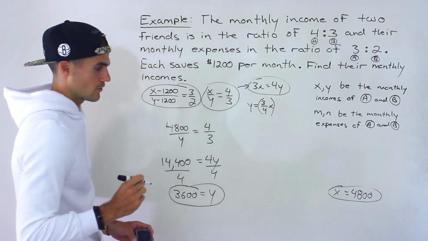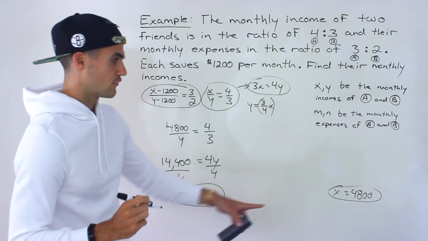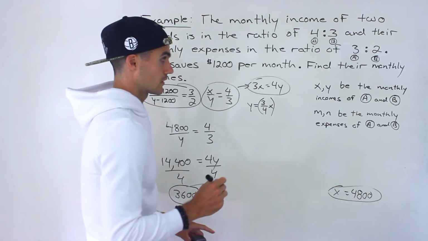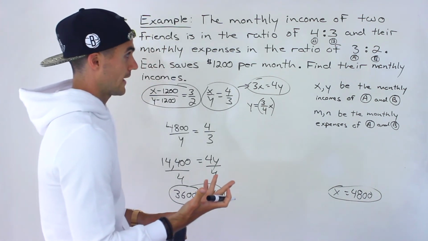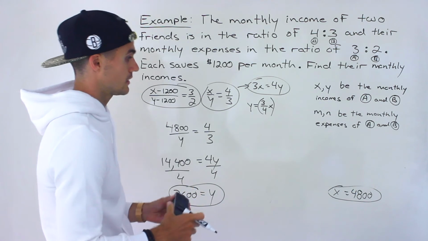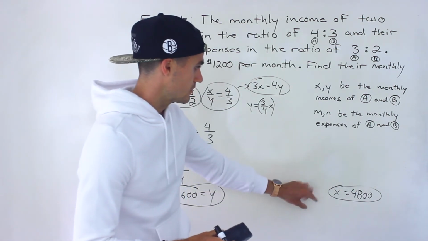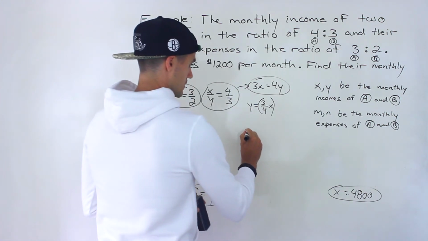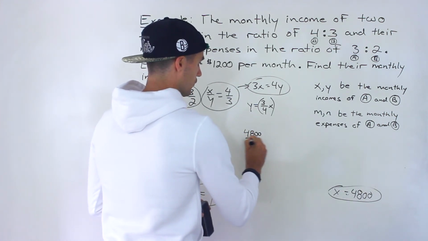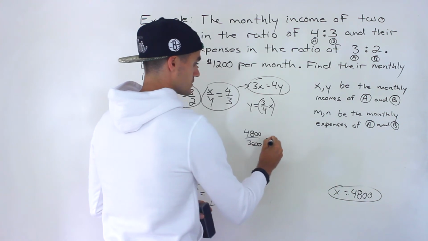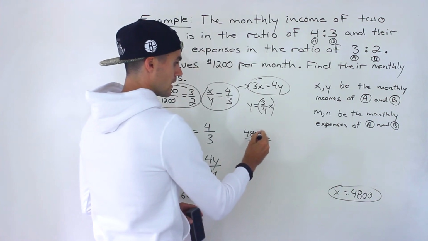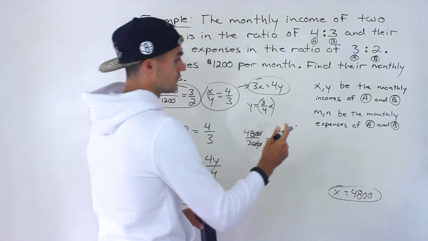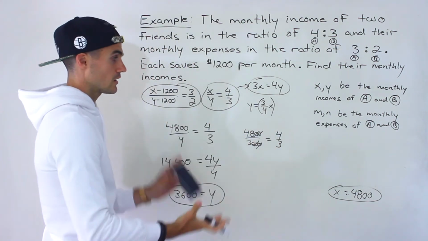And so that would be the other income. So we got 4800 for the larger income, 3600 for the smaller income. And so those are the 2 answers. Those are the 2 monthly incomes. And then notice we can check this. 4800 over 3600, what does that simplify to? Notice the zeros would go away. Then we could divide both of these by 12. We'd have 4 over 3, which makes sense. That's the ratio of their incomes.